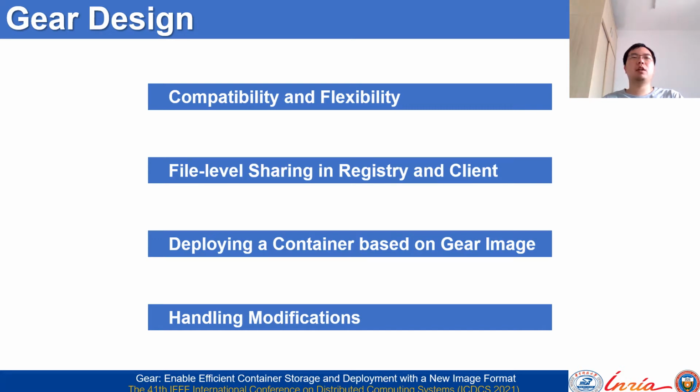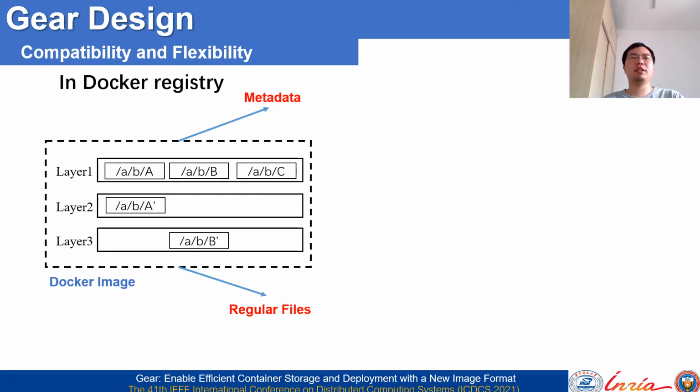First, solve compatibility and flexibility. Second, enable file-level sharing in registry and client. Third, deploy a container based on GEAR image. Finally, handle modifications. First, we convert a Docker image to a GEAR image by decoupling the metadata and regular fields of the Docker image, and store them as GEAR index and GEAR files respectively.